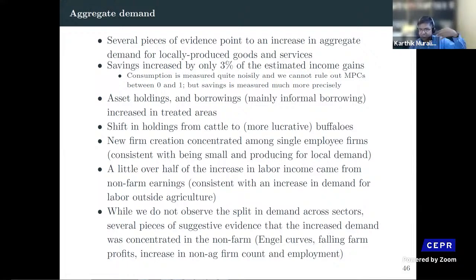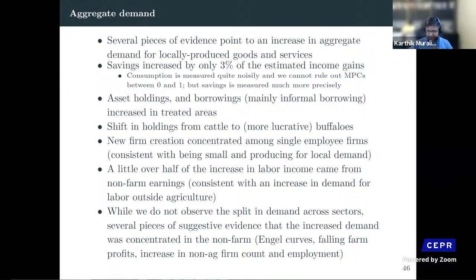We see this increase in asset holdings. We see a substantial increase in borrowing, suggesting some credit is crowded in from this higher income. But a lot of this is informal borrowing. And you see this increase in livestock shifting from cattle to buffaloes, which are higher return and more expensive. The new firm creation is concentrated among single employee firms, which is consistent with being small. And about half of this increase in labor income is coming from non-agricultural labor. Again, we do not observe the split in demand across sectors.